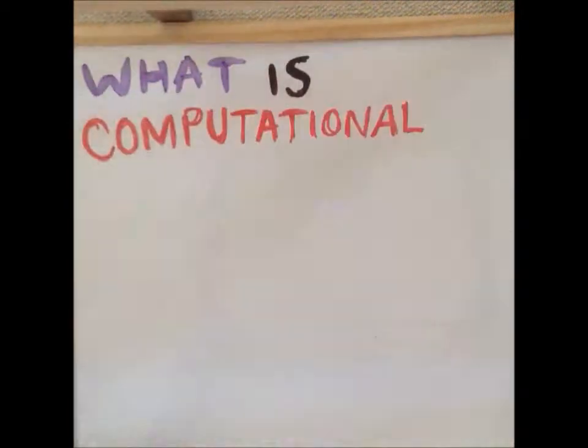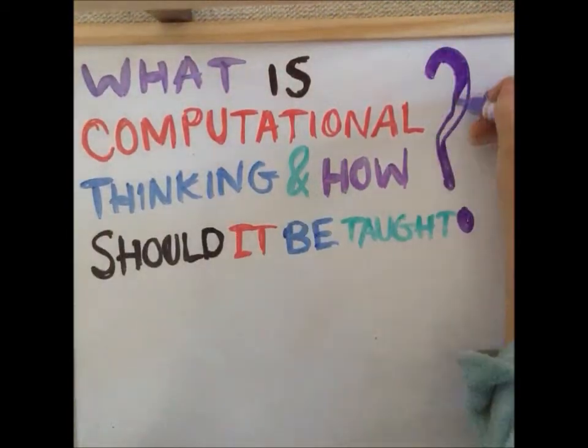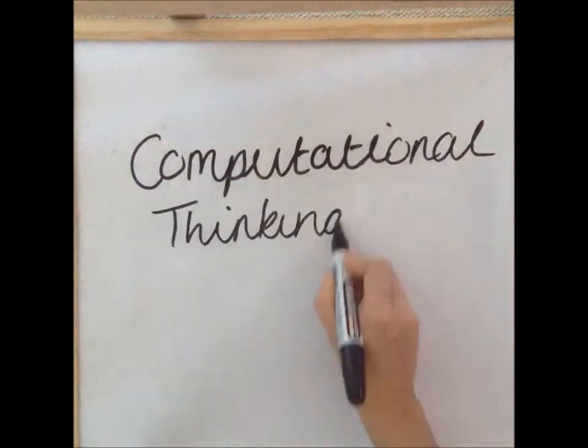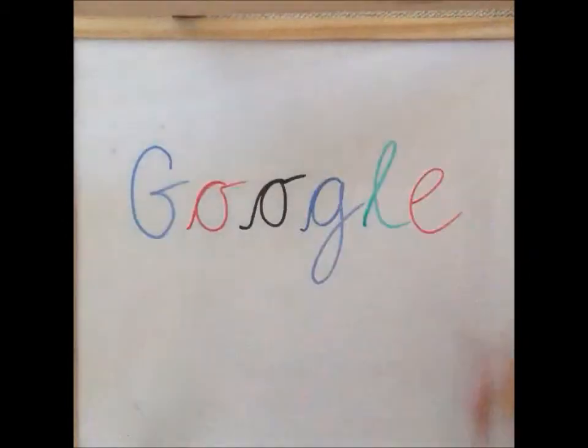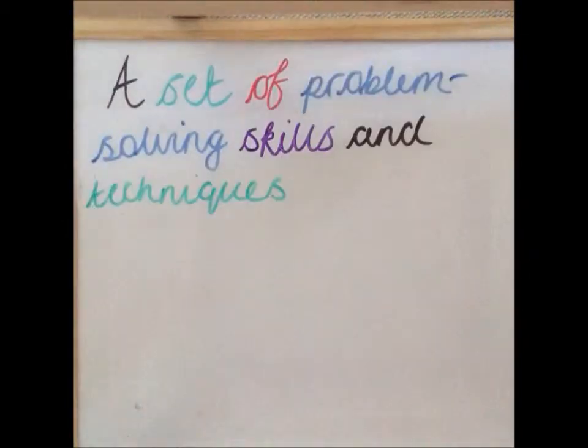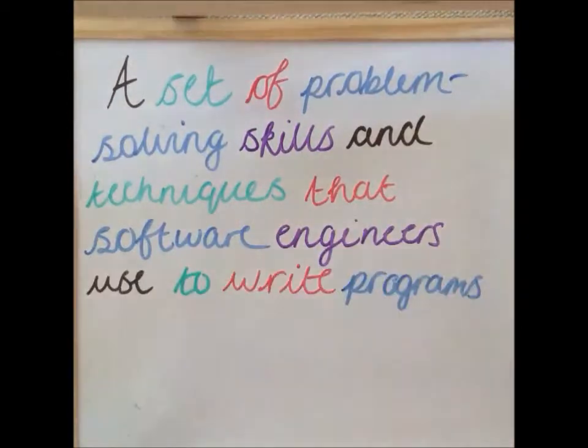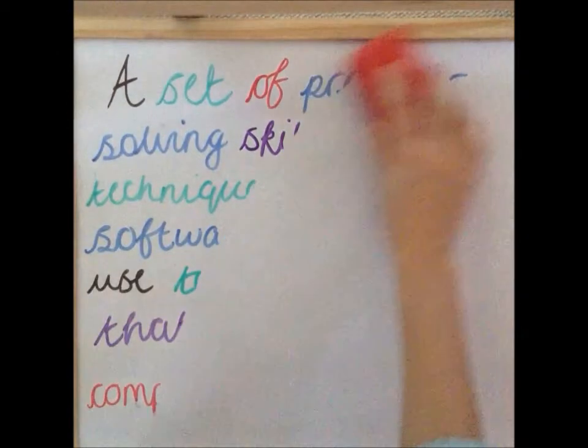What is computational thinking and how should it be taught? By Catherine Jones. Computational thinking is, according to Google, a set of problem-solving skills and techniques that software engineers use to write programs that underlie the computer applications.